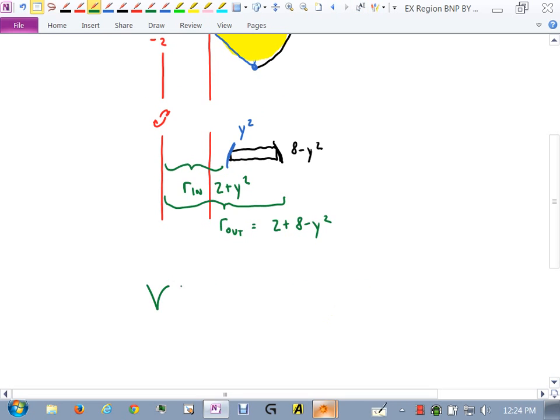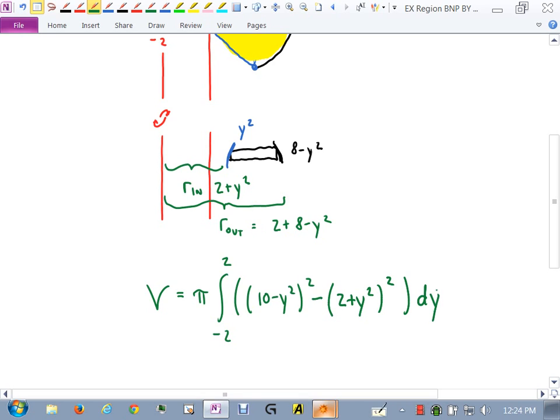Okay, so my volume would be pi integral. We're still going from negative 2 to 2, right? Outer, which I'm going to write as 10 minus y squared. That was just too easy to simplify, right? 2 plus 8. That's my outer radius squared. Now my inner radius squared, 2 plus y squared, dy. And that would be the setup. All right, we've got 15 minutes. I want to at least talk about shells, all right?